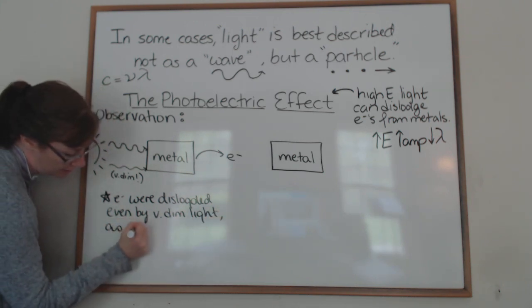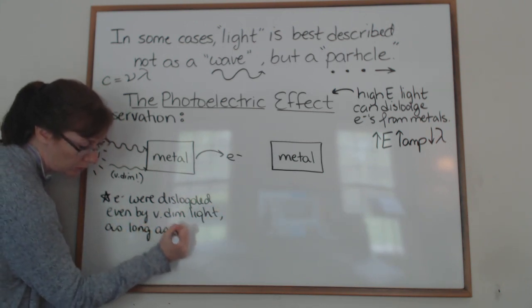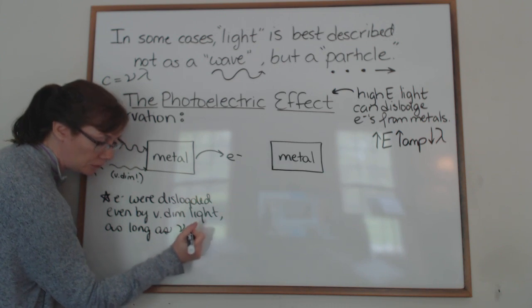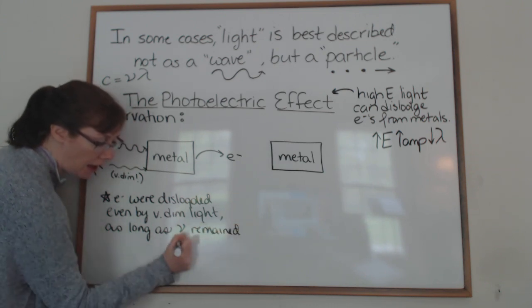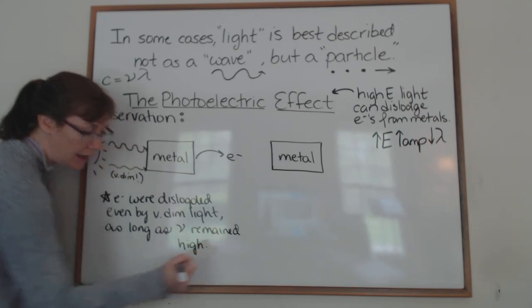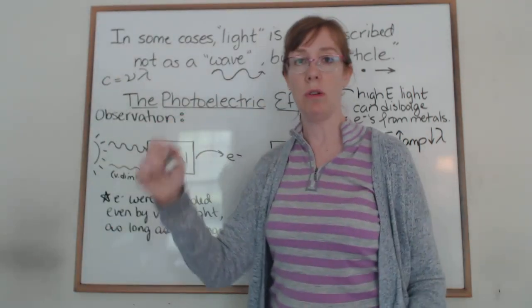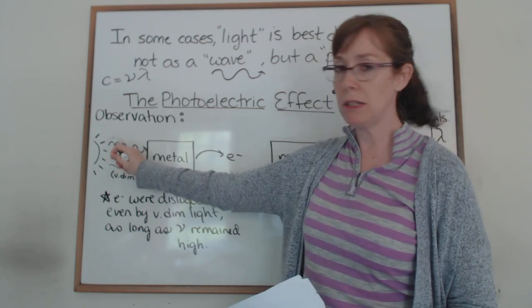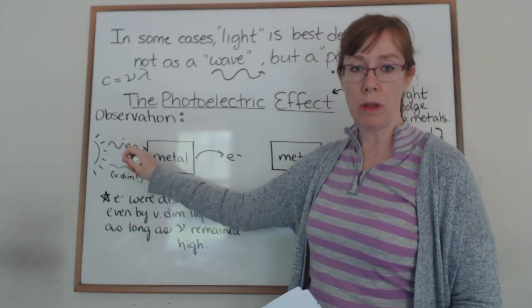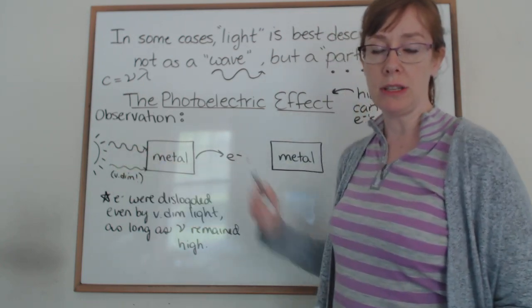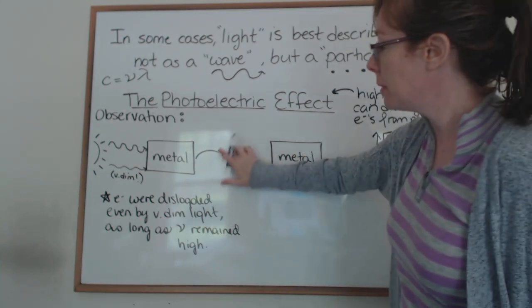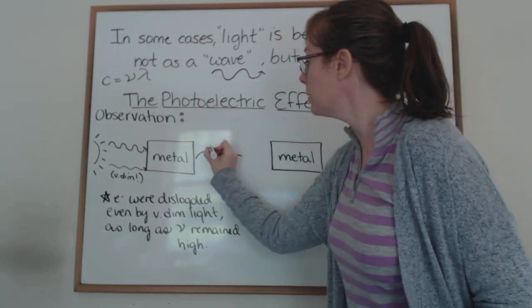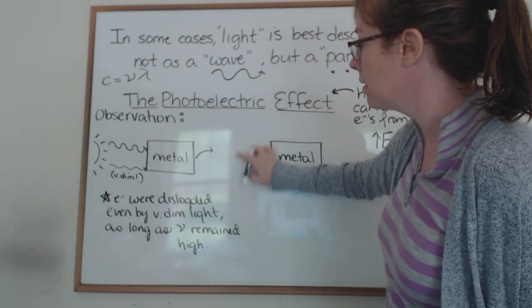So the key point here is that electrons were dislodged even by very dim light, as long as the frequency remained high. I'm oversimplifying a little bit. It had to reach a certain threshold, but as long as your frequency was relatively high, whether you were medium or very dim, your electrons still came out. And then in another set of experiments, when they're playing with this a little bit more, let me make a little bit more room here.